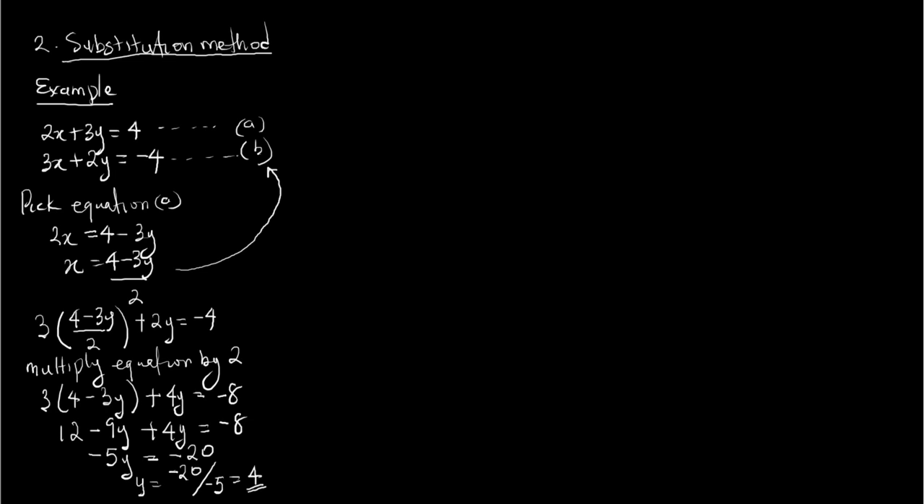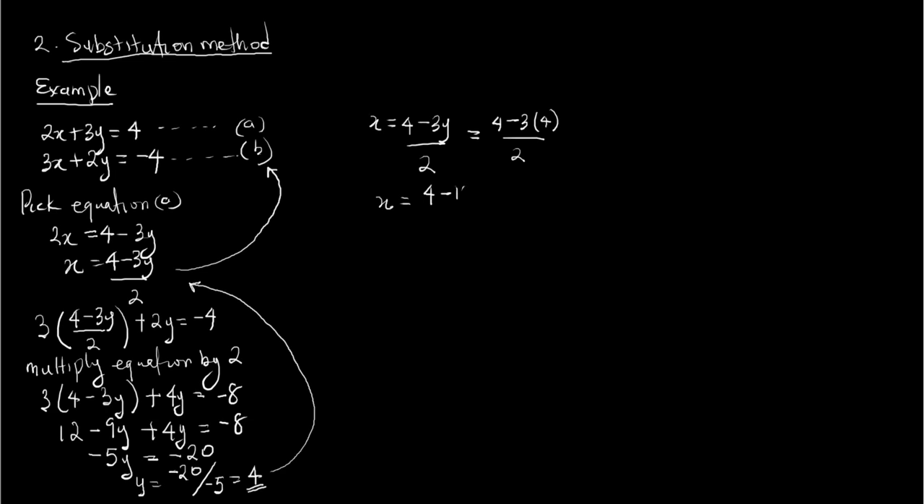Now we can proceed at this point to substitute the value of y into one of the equations. And it's very easy to substitute the value of y into the equation we formed before. So let us now look for the value of x. So x in this case is equal to 4 minus 3y divided by 2. So if we know the value of y, we can substitute that. We have 4 minus 3 into, we just got y to be 4, divided by 2. And if we do that correctly, we should get 4 minus 12 divided by 2. So that's going to give us minus 8 divided by 2, which is minus 4.